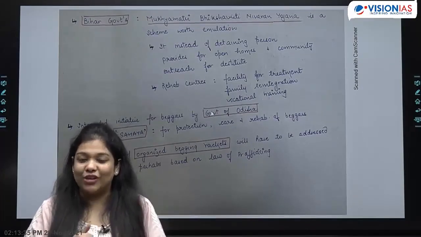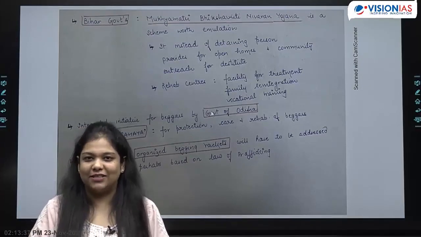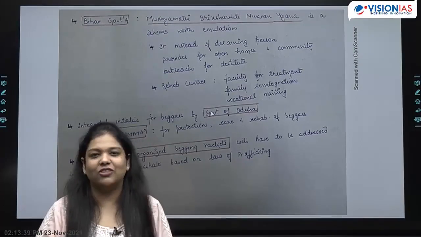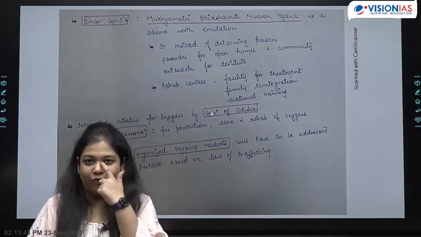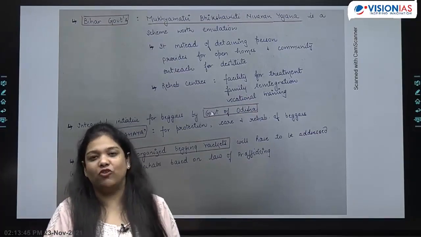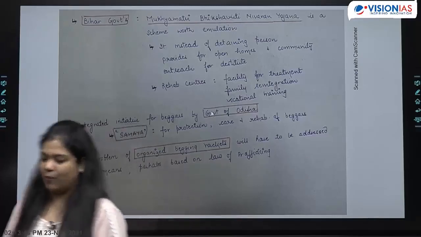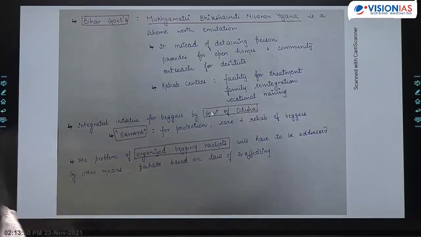So if you criminalize begging, do you realize that you are further denying transgenders one of the handful of opportunities they have for their livelihood? By criminalization of begging, you are also denying them that opportunity, right? So criminalization is not a solution. Rehabilitation and prevention is the solution.